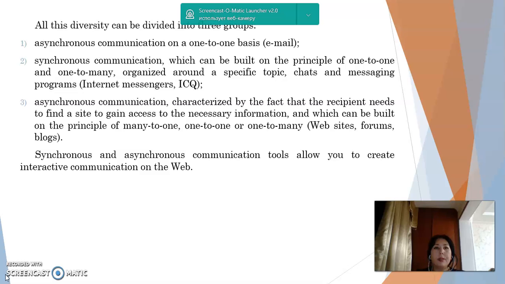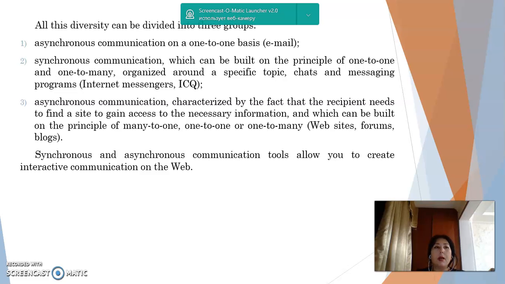All this diversity can be divided into three groups. Asynchronous communication on a one-to-one basis, for example, by email. Synchronous communication, which can be built on the principle of one-to-one and one-to-many, organized around a specific topic, chats and messaging programs like Internet messengers, ICQs.